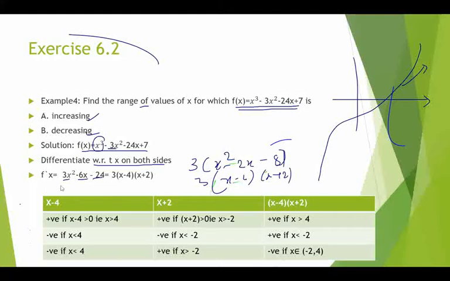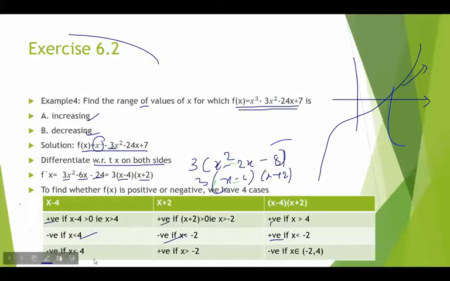Now, in order to check whether f dash x is positive or negative, we have 4 cases here. x minus 4 and x plus 2 may be both positive, or both negative. When both are negative, their product is always a positive quantity. Minus into minus, it is plus. When both are positive, plus into plus, it is plus. And one more possibility is one is negative and the other is positive. At that time, minus into plus means it is minus.